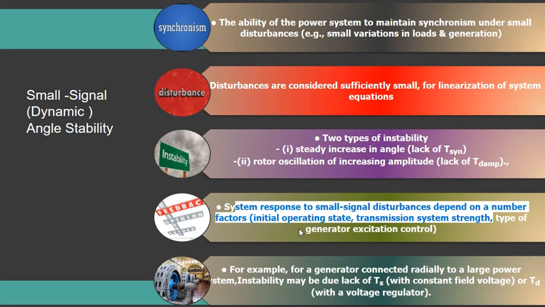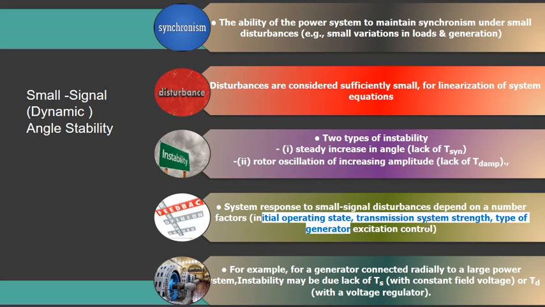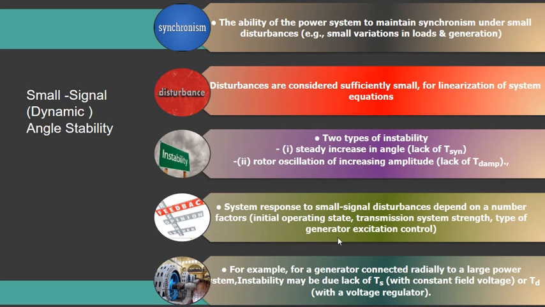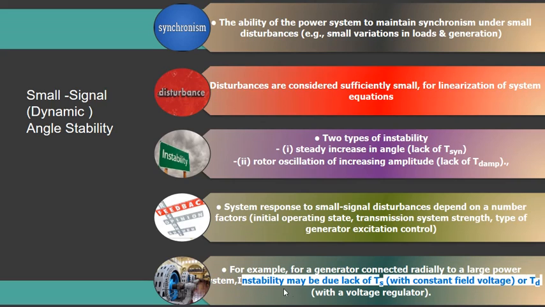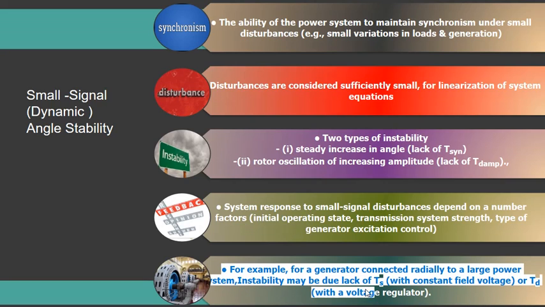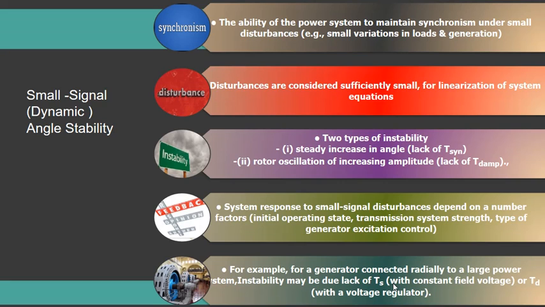The factors may be the initial operating state, transmission system strength, and type of generator excitation control. For example, for a generator connected radially to a large power system, instability may be due to the lack of synchronizing torque and may also be due to the lack of damping torque. Damping torque is related to the voltage regulator, and synchronizing torque to constant field voltage.